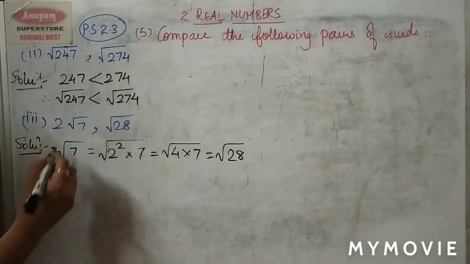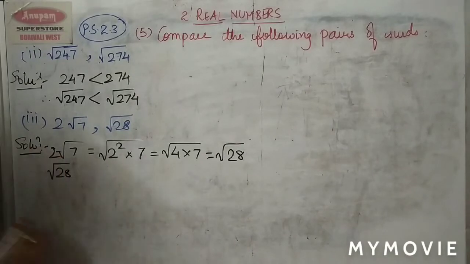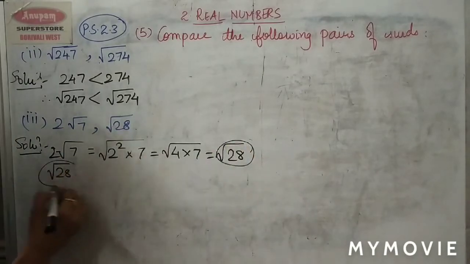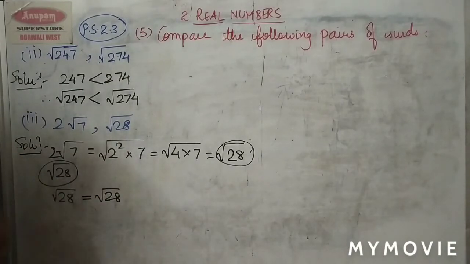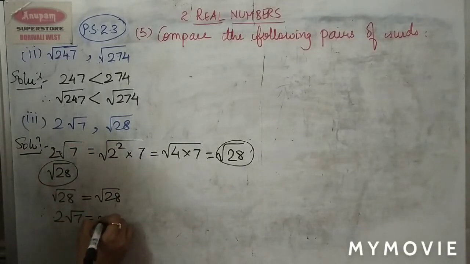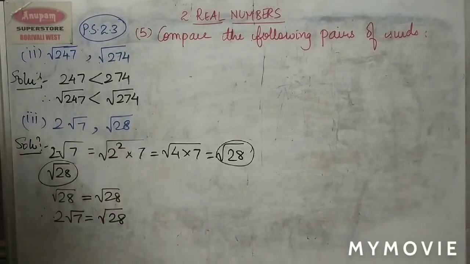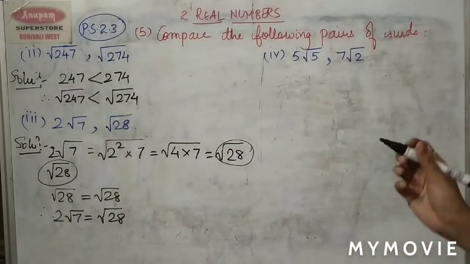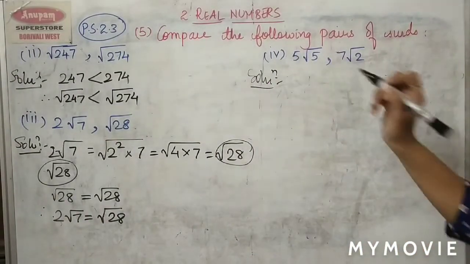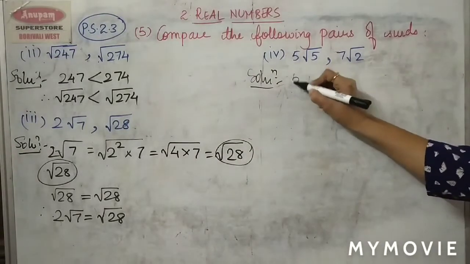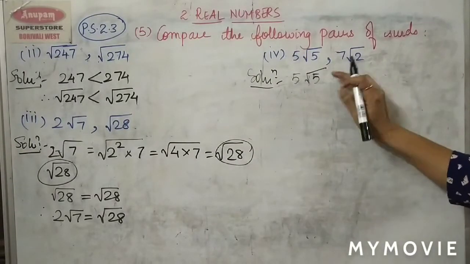And our other surd is already square root of 28. So if you look at this and this, they are both equal. So I'll say square root of 28 is equal to square root of 28. And therefore, 2 root of 7 is equal to square root of 28. Now here we are going to take 5 inside and then we'll compare the radicands. So let us solve this. 5 root of 5.